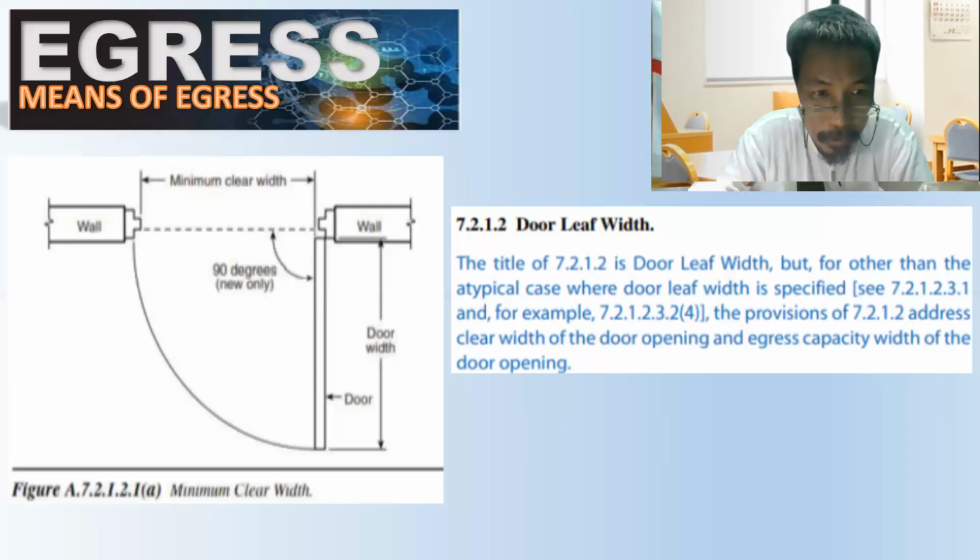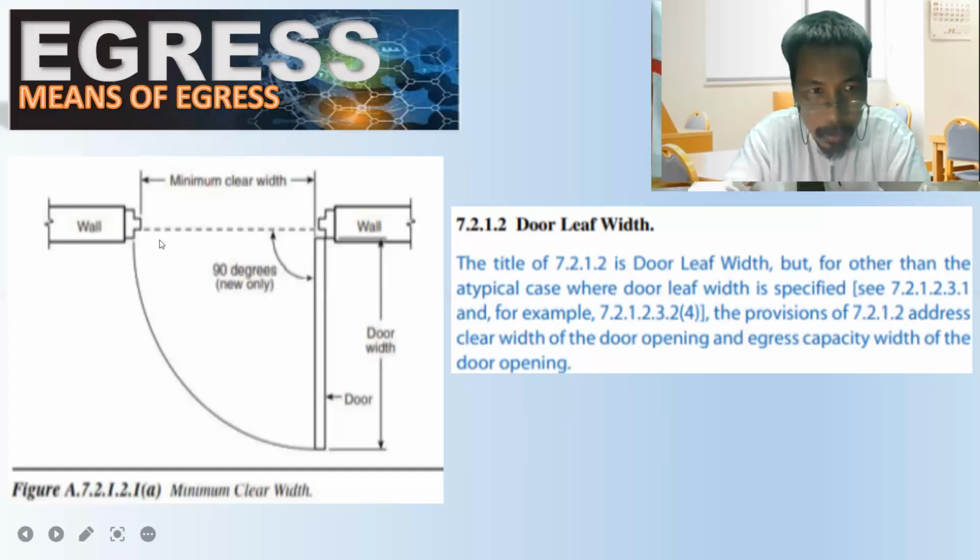As you can see in the picture, there is a minimum clear width requirement. So we have, for example, a wall in this line, and on this wall, there is an opening for the door provision. In this opening, we have a door cover, and that is what we call here stated as door. So this is what we call door width, from this point to this point.